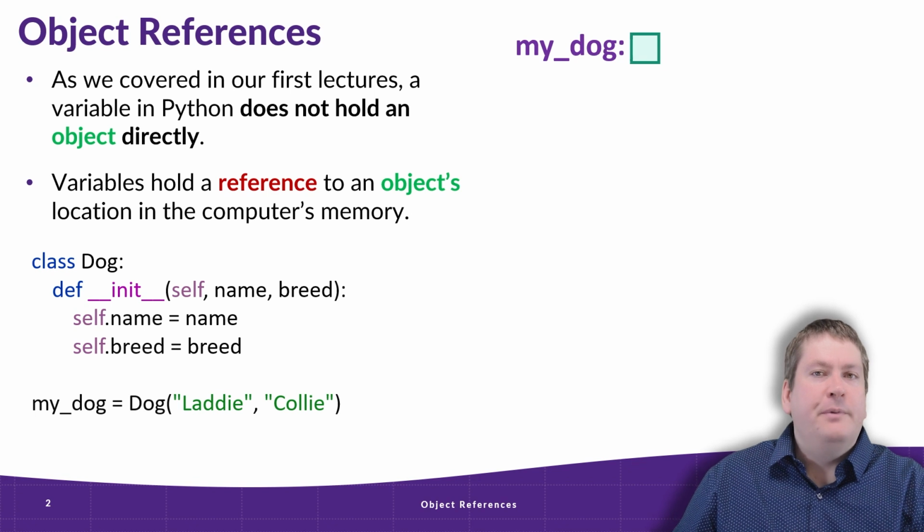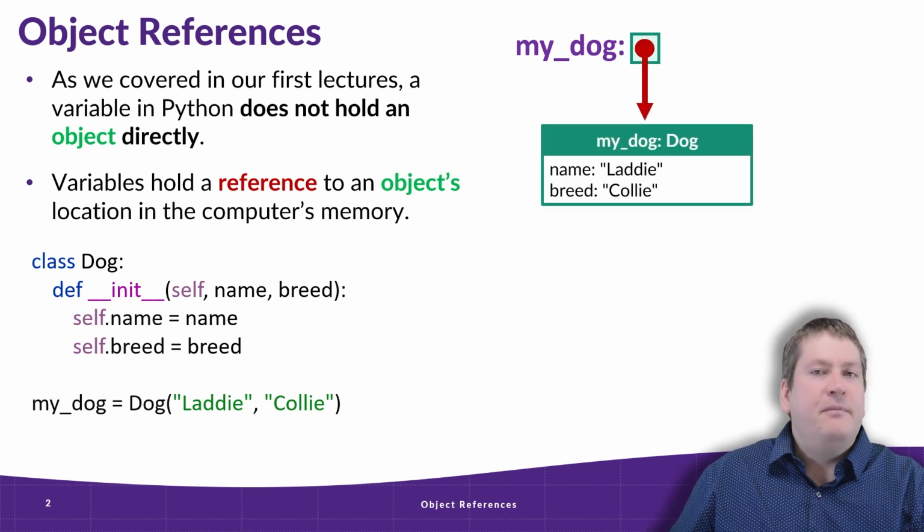Well, we do create a variable called myDog, but it doesn't store the instance in this variable. Rather, this variable points at an area in the computer's memory, something like this. It does this by storing the address of where this instance exists. And in this case, this instance stores the name Laddie and the breed Collie. Both of these are instance attributes.